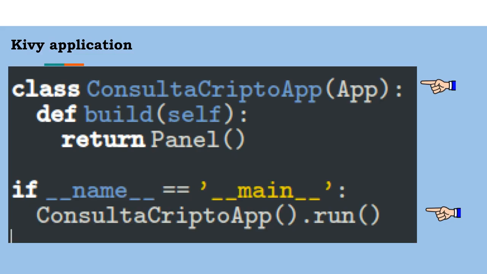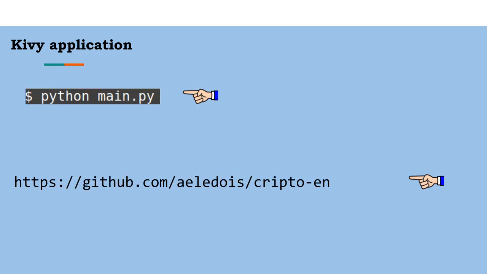The last piece of code contains the definition of the class that represents the application, and that returns the class that controls the screen, as well as the call to run the application. The application can now be run, via the Python command, in the terminal command line. The full application code can be downloaded from GitHub at the address indicated. There is a link to GitHub in the description of this video. The GitHub repository also has the config file to deploy to Android via buildozer.